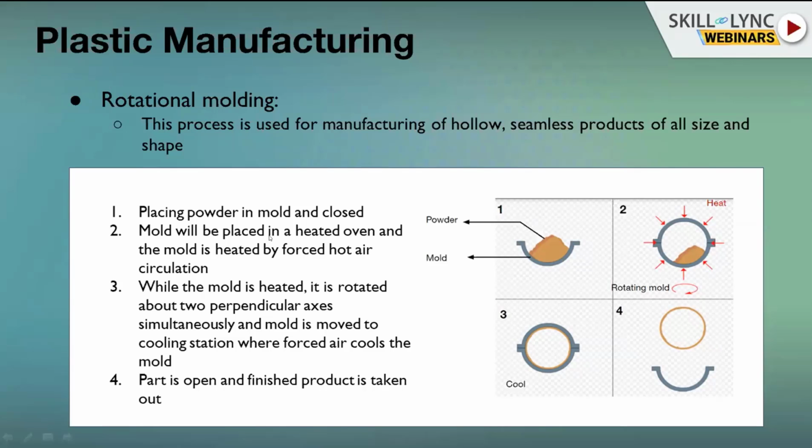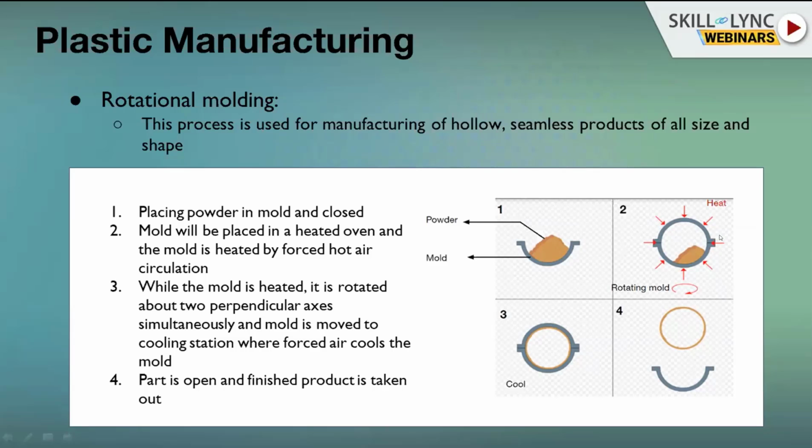The mold is placed in a heated oven, and it is heated by forced hot air that is circulated. So after placing the powder into the mold, they heat the mold in the oven with forced hot air, and then it is rotated in two perpendicular directions. While the mold is heated, it is rotated about the two perpendicular axes simultaneously, and then the mold is moved to the cooling station where forced air cools the mold.